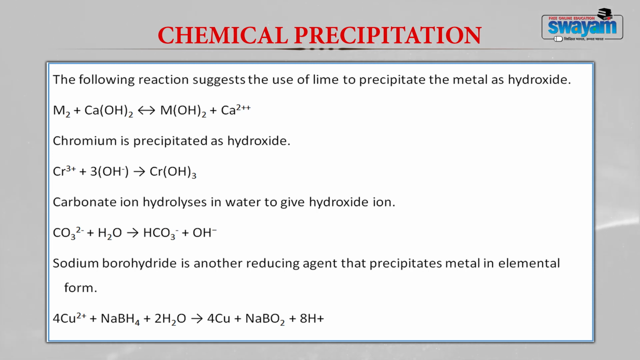Now, CO3 2 minus plus H2O will give you bicarbonate plus hydroxyl ion. Now, sodium borohydride is another reducing agent which can be used to precipitate metal in the elemental form. One example is given below, where 4Cu2+ plus NaBH4 plus 2H2O will give you 4Cu plus NaBO2 plus 8H+.